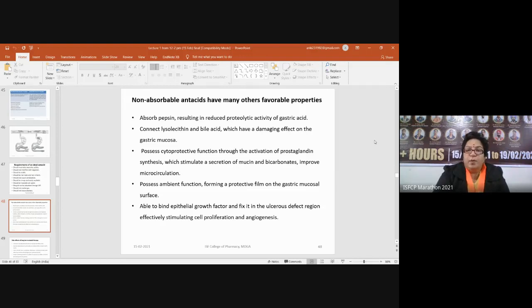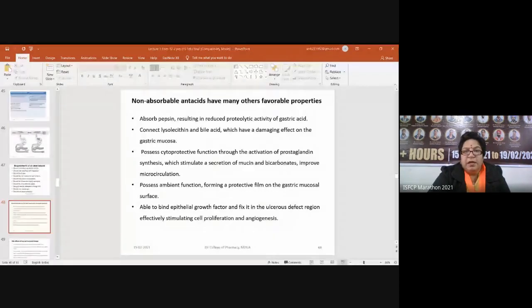Non-absorbable antacids have many other favorable properties also. The non-absorbable, non-systemic. They absorb pepsin, resulting in the reduced proteolytic activity of gastric acid. तो अगर वो एसिड वाला इफेक्ट कम होगा तो ऑब्वियसली जो पीएच है वो उतना कम नहीं होगा जितना कि हो रहा है नॉर्मली गैस्ट्रिन के फंक्शन से. Then connect lysolecithin and bile acid which have damaging effect on the gastric mucosa. So they should not be able to cause damage to the gastric mucosa.